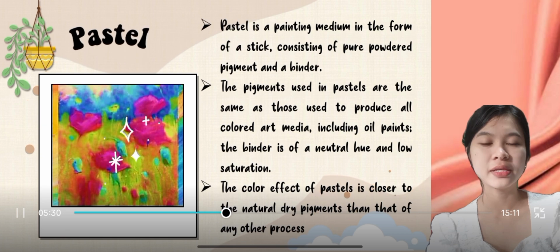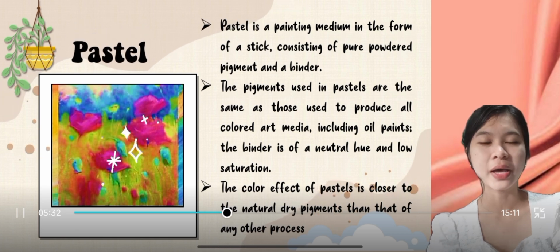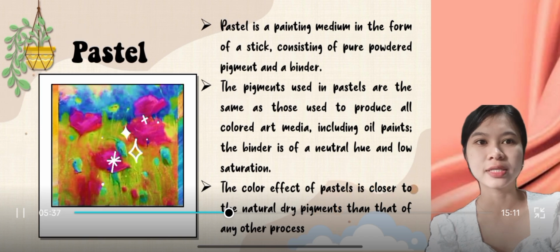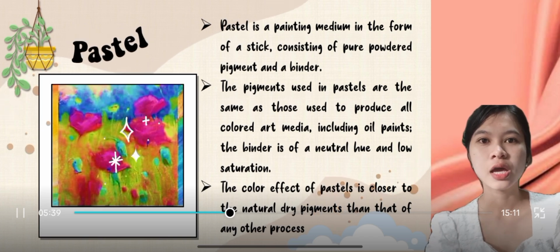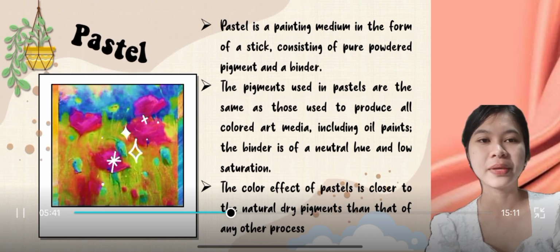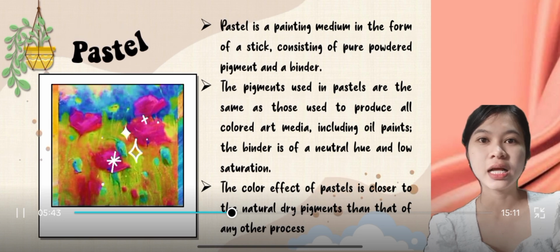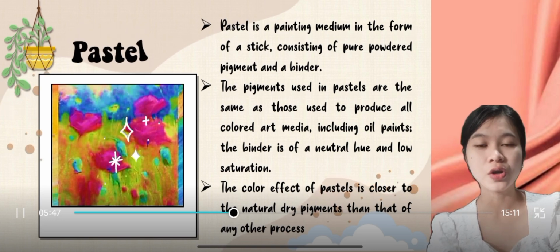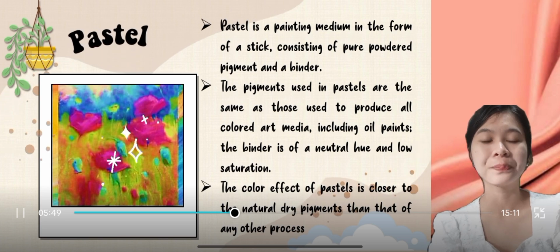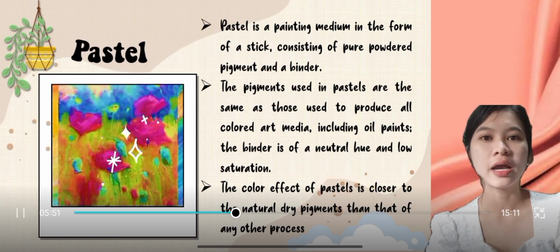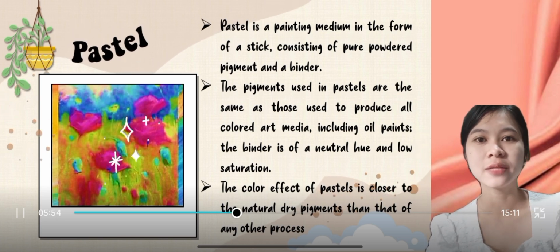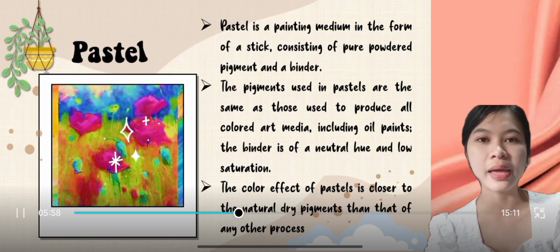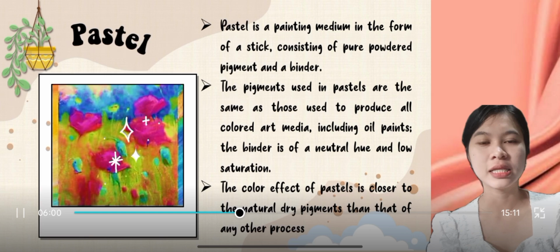There are many different types of pastel. We have here the soft pastel. The soft pastel consists of high pigment and low binder. We also have the other type of pastel, the hard pastel. The hard pastel is low in pigment but more in binder.